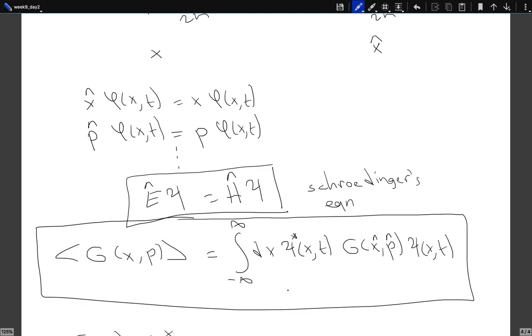Now, I repeat, this is just a recipe. There is no derivation of this recipe, but this recipe works. That is what we know.